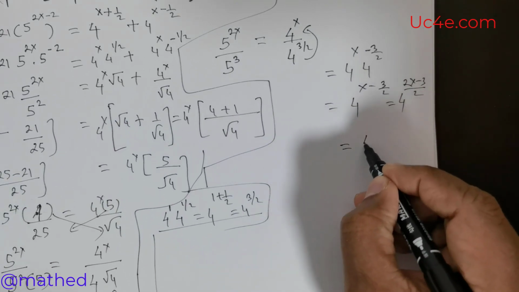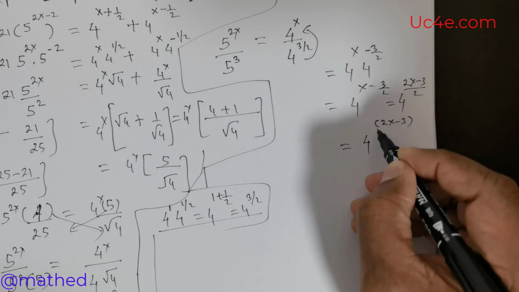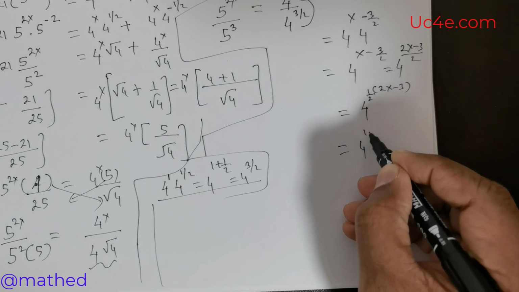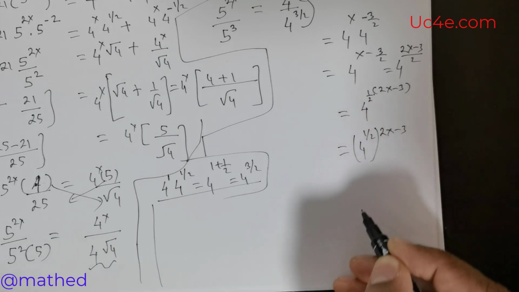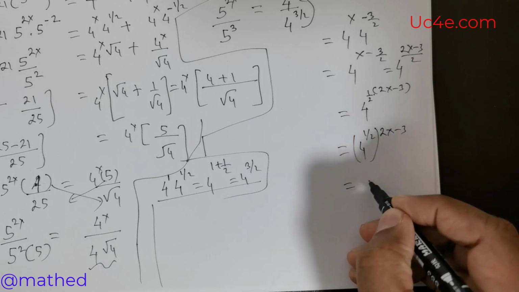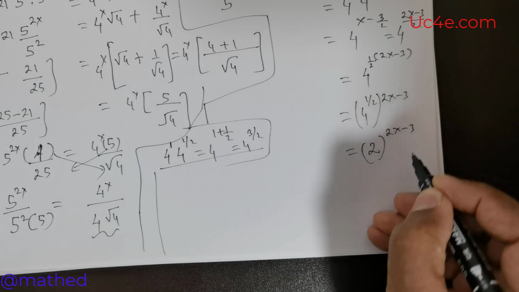Now I can further rewrite this as 4 raised to the power of (2x − 3) times 1/2, which is nothing but 4 raised to the power of 1/2 of (2x − 3). This is from the law of indices. This is nothing but root of 4, which is going to give me 2, and that is raised to the power of (2x − 3).